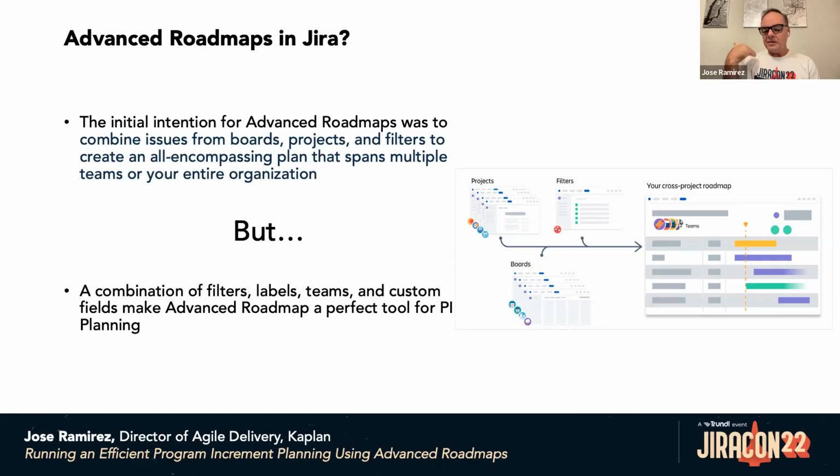So before the migration, when I was evaluating Advanced Roadmaps, I started asking myself a lot of questions about how we can use Advanced Roadmaps in addition to the standard use. The initial intention for Advanced Roadmaps, and that is the intention that Atlassian poses to us, is to combine boards, projects, and filters to create a high-level plan, an all-encompassing plan that spans multiple teams in the organization.